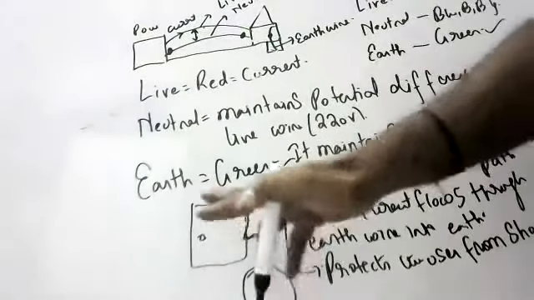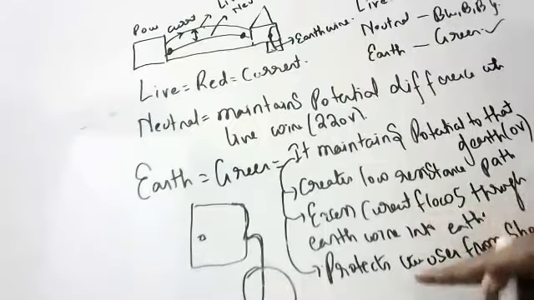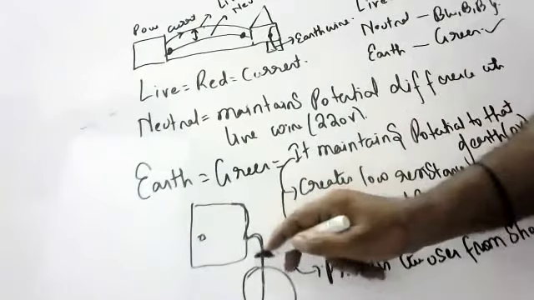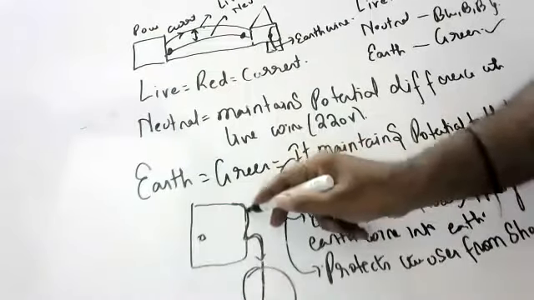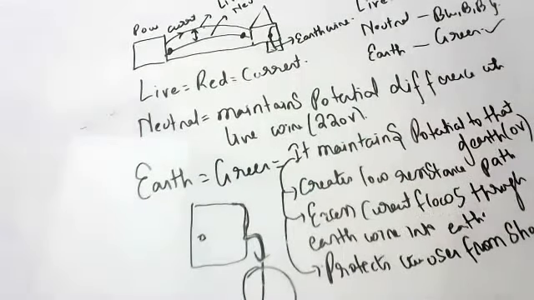If earthing is not there, you will get a severe shock, children. So what is the purpose of earthing? It prevents the user from getting a severe shock. Why? Because the earth wire has low resistance. Current always prefers to go through the low resistance path.